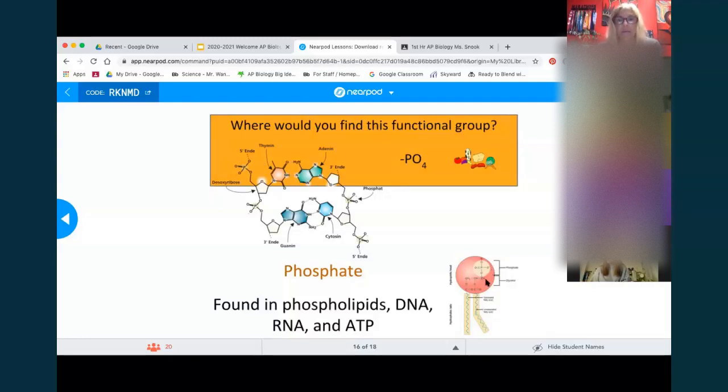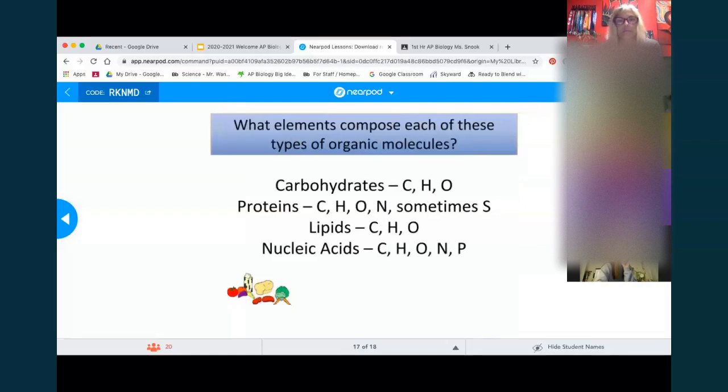And remember our phospholipid bilayer that surrounds most of our organelles as well as our cell membrane as a whole. So remember, you had hydrophobic fatty acid tails and hydrophilic phosphates. So these are your hydrophilic portions.